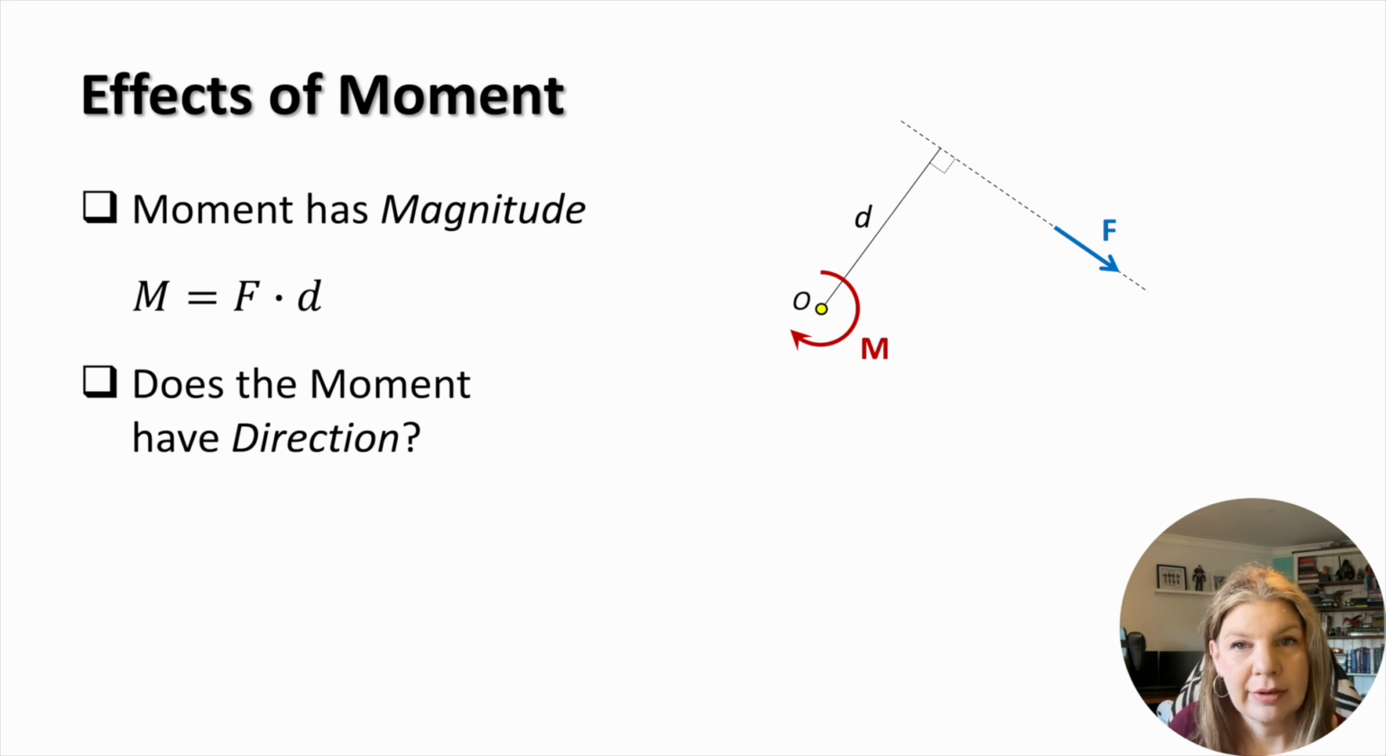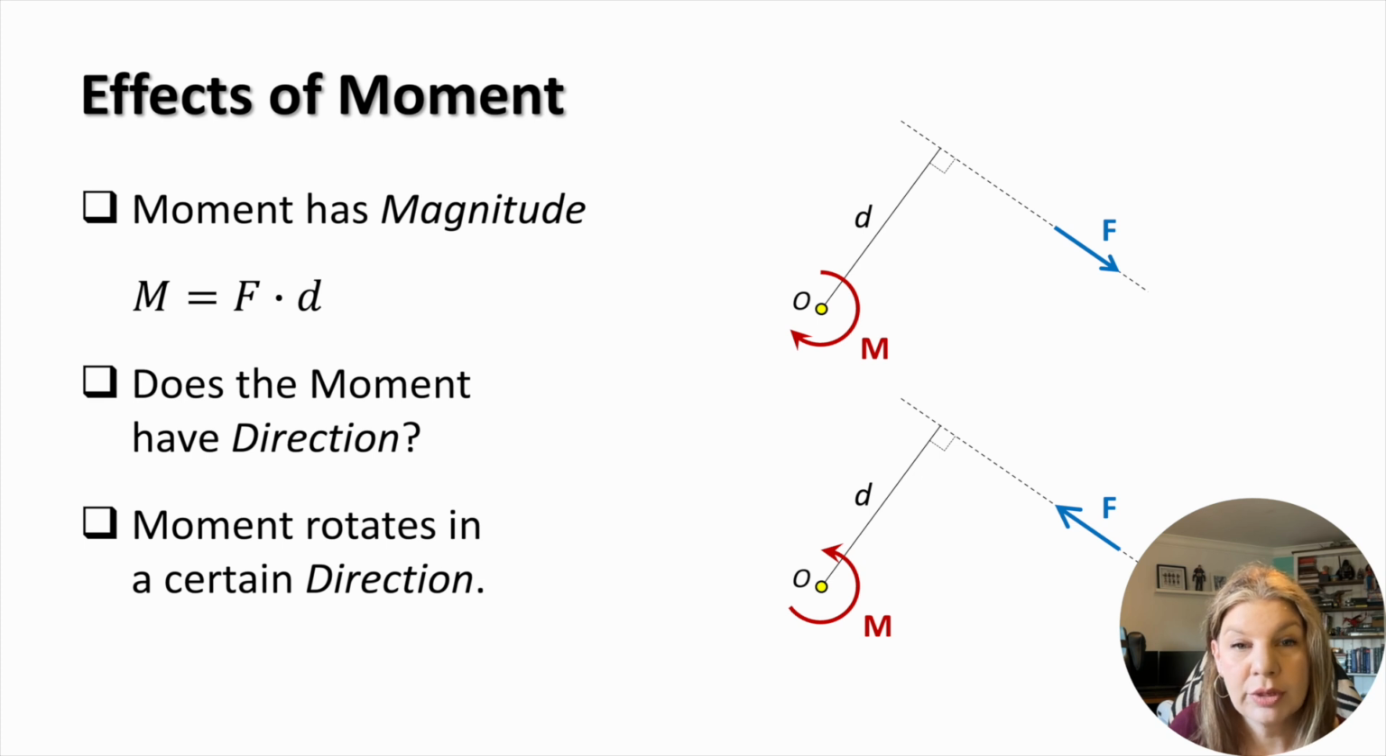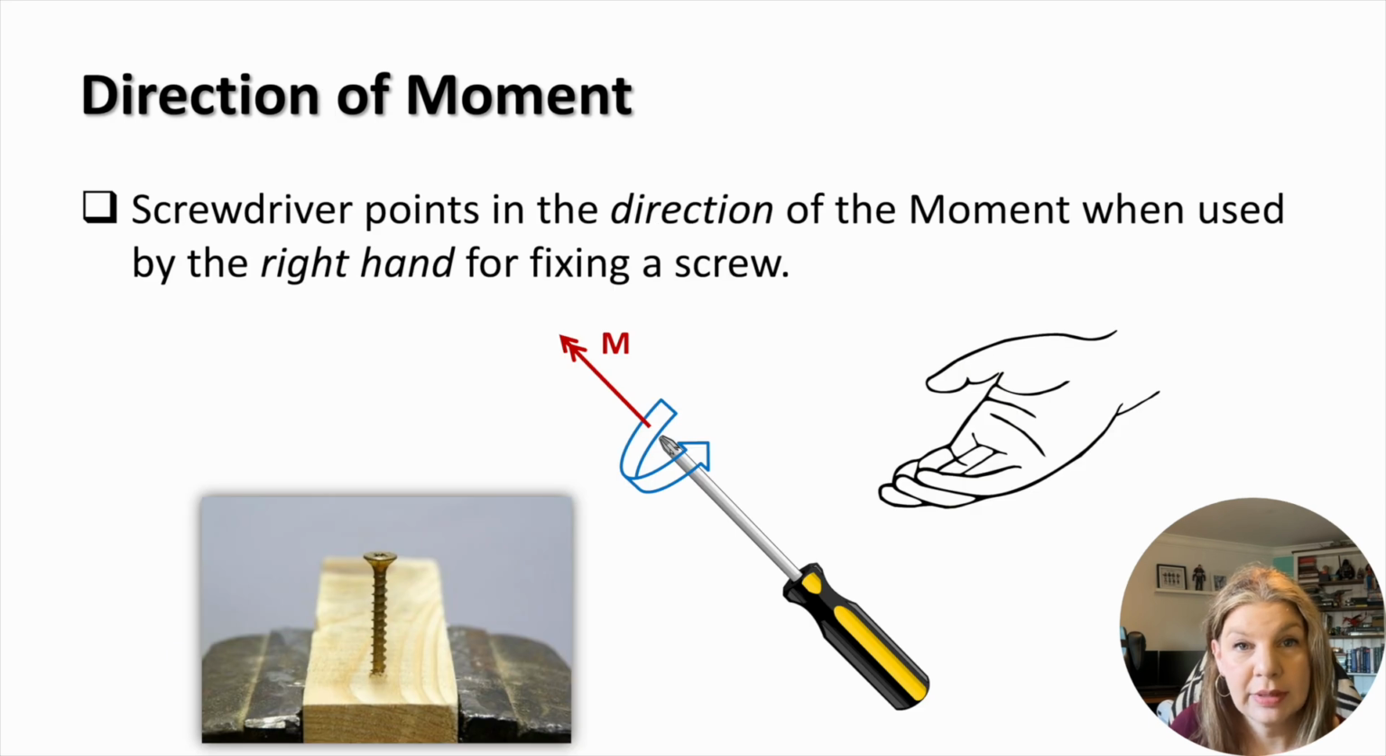In the example given here on the top right, we can see that the moment is rotating clockwise. If we change the direction of the force, the direction of the moment changes to counterclockwise. Therefore, a moment will rotate in a certain direction. A positive direction of moment in a right-hand coordinate system can be shown using a screwdriver. The screwdriver points in the positive direction of the moment when it's used in your right hand for fixing a screw. The symbol of a moment is usually a vector with a double arrow, as you can see here.